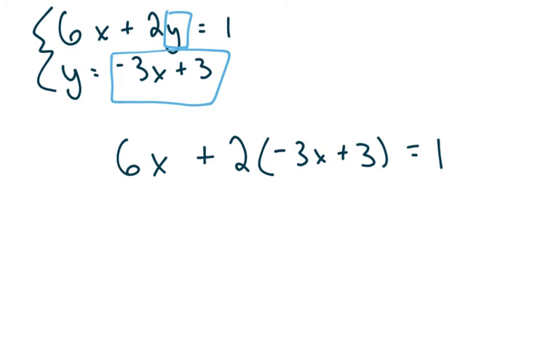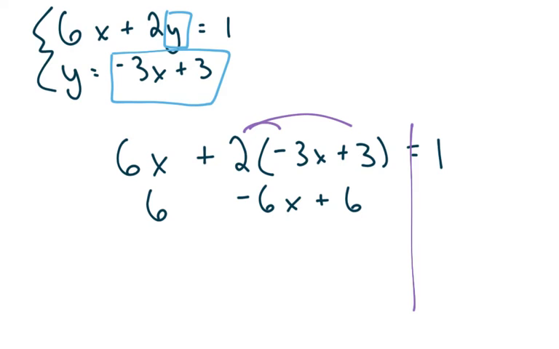So I'm going to draw my line on the equals, and then I'm going to start by distributing that 2 to each term on the inside. So I have a negative 6x plus 6, and I have a 6x on the outside here. That equals 1. So finish this out by yourself if you can. So what I have here left is a 6x plus negative 6x. Those are like terms, and they cancel each other out. So I'm left with a 6 equals 1.